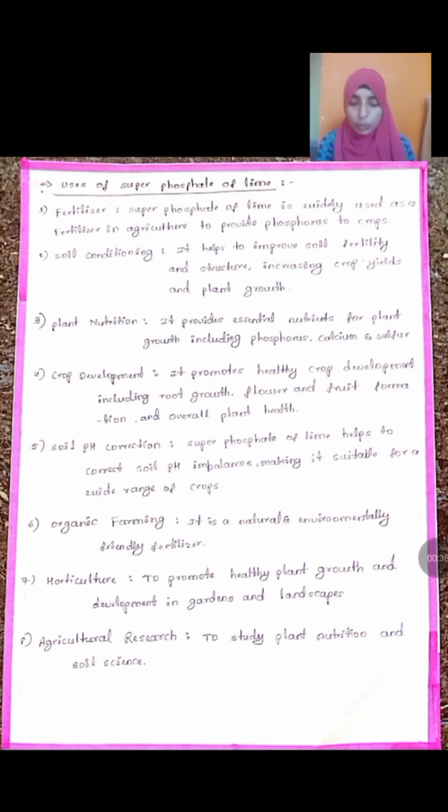Fifth one is soil pH correction. Superphosphate of lime helps to correct soil pH imbalance, making it suitable for a wide range of crops. Sixth one is organic farming. It is a natural, environmentally friendly fertilizer. Seventh one is horticulture, to promote healthy plant growth and development in gardens and landscapes. Eighth one is agriculture research, to study plant nutrition and soil science.